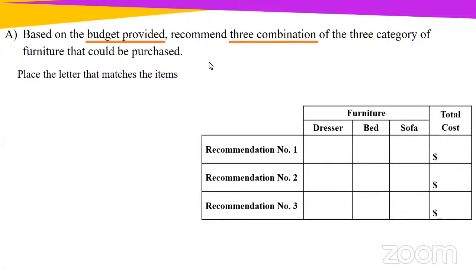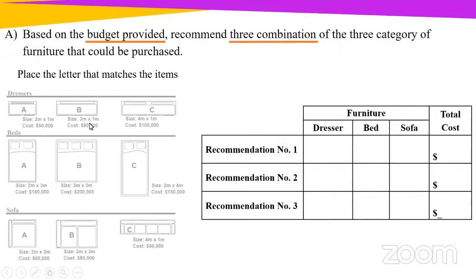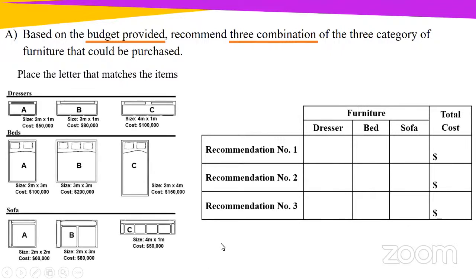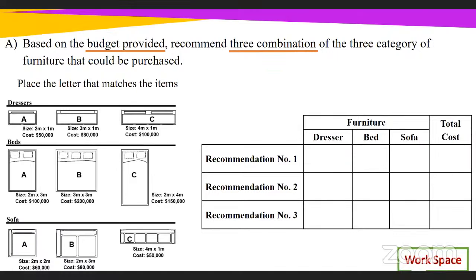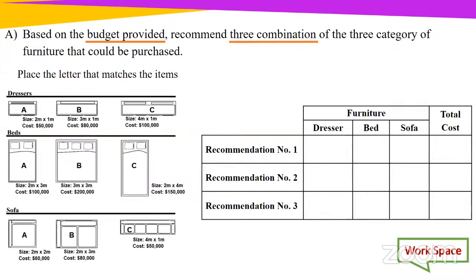So we have a table and we're going to be putting in our recommendation. And you also said to me that in order for us to complete this table, we're going to have to look back on our furniture listing. All right. And remember, we're bearing in mind that we have our budget of $300,000. Okay, boys and girls.